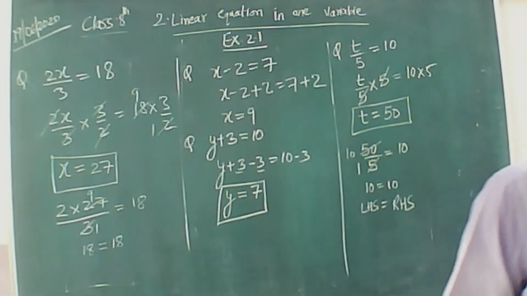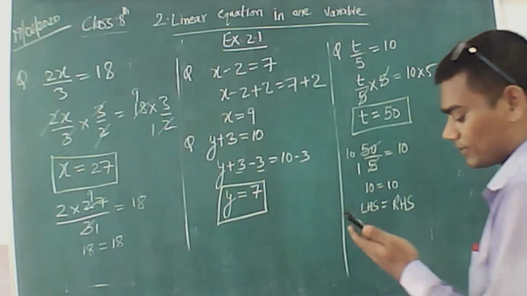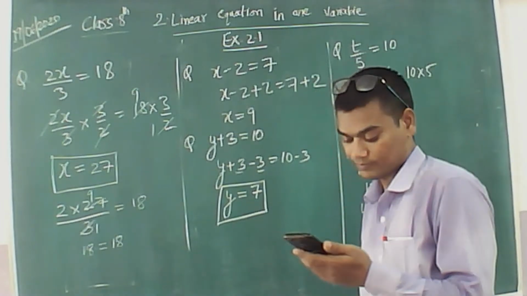Now let us take one more question. Sum of two numbers is 74.